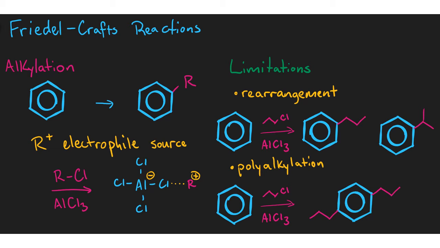A second limitation is polyalkylation. Alkyl groups are actually able to make the benzene ring more electrophilic after they bond due to their ability to contribute to the electron density in the ring. We'll learn about that in a later lesson. But this makes our benzene ring prone to reacting a second time with our electrophilic compound, which would add a second side chain, again giving us an additional product that we probably don't want.